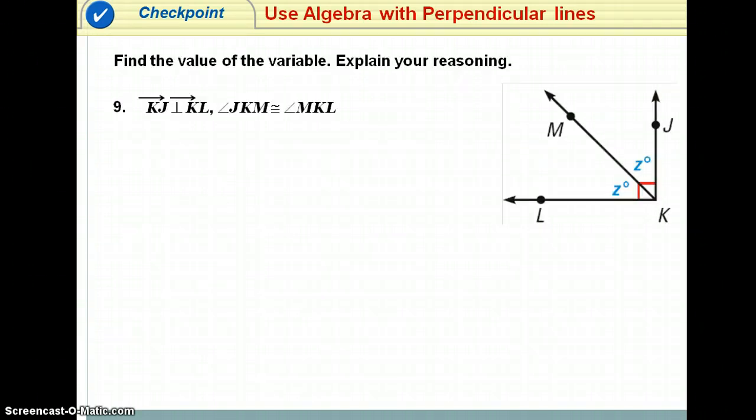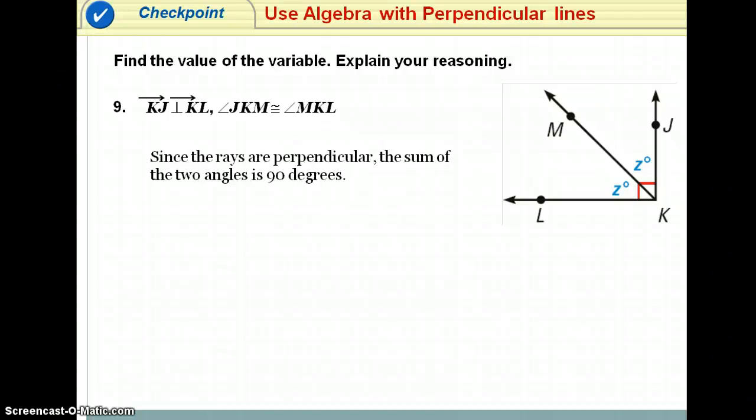Okay, there's one more I want you to look at. This one might be a little trickier. So you're going to find the value of the variable, which is z this time, and we're still going to explain our reasoning. What do you think's going on? Since the rays are perpendicular, the sum of the two angles is 90 degrees. Once again, we have the big red box right here. We have the information here at the beginning that says ray KJ is perpendicular to ray KL. Okay, and those two angles are congruent.